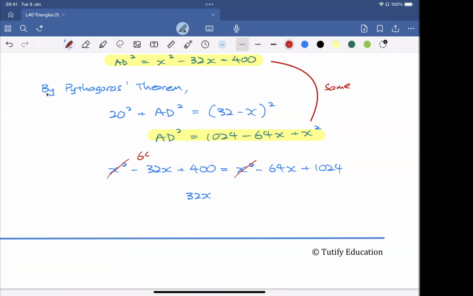Okay, so you have 64x here minus 32. That will give us 32. 64 minus 32 is 32. Now you bring this over to the other side, it will become negative. So you end up with 1024 minus 400, which is equal to 624. Therefore, x is equal to 624. Hold on.